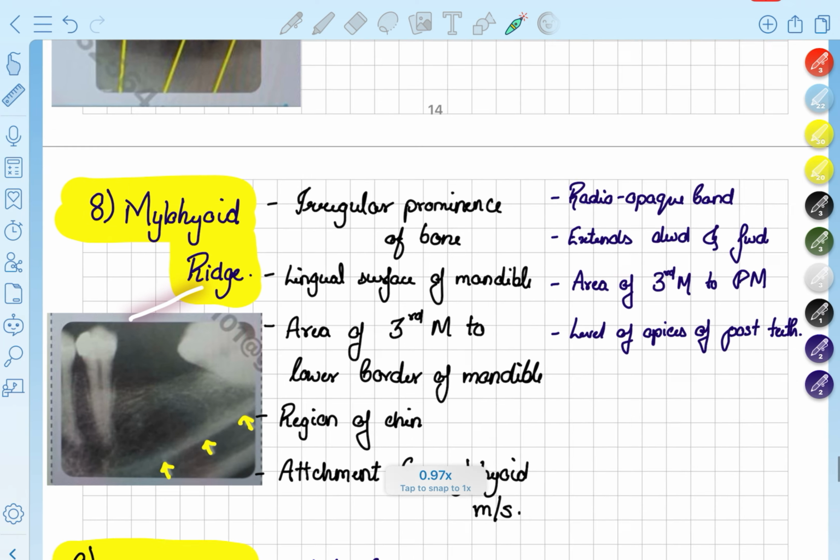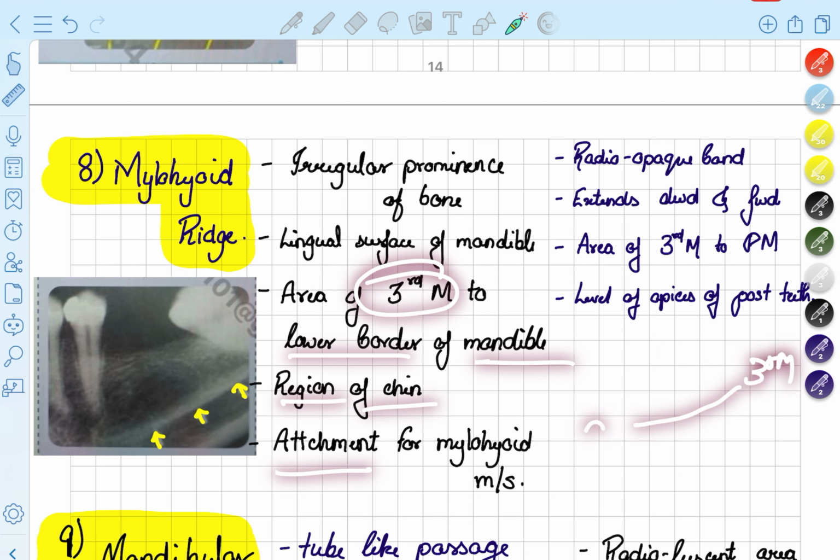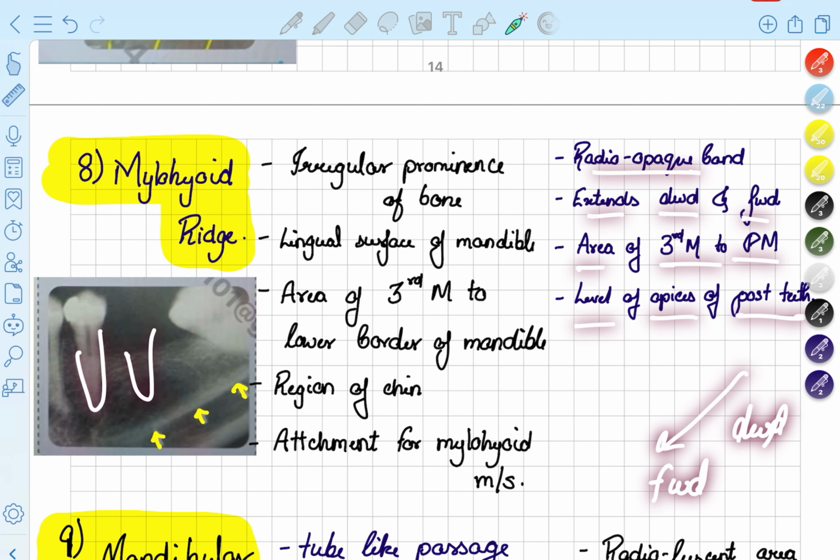Mylohyoid ridge, as the name suggests, is a ridge, so it will appear radio-opaque. It is an irregular prominence of bone located on the lingual surface of the mandible, from the area of the third molar to the lower border of the mandible in the region of the chin. From the third molar region it comes forward towards the chin, and it gives attachment to the mylohyoid muscle. It is a radio-opaque band that extends downward and forward, from the area of the third molar to the premolar, at the level of the apices of the posterior teeth.